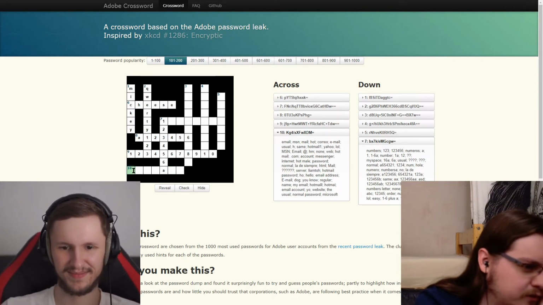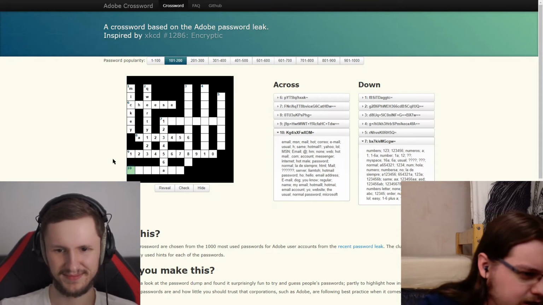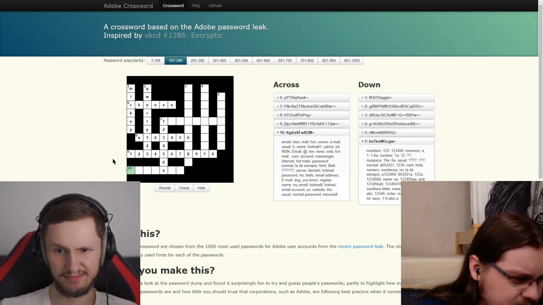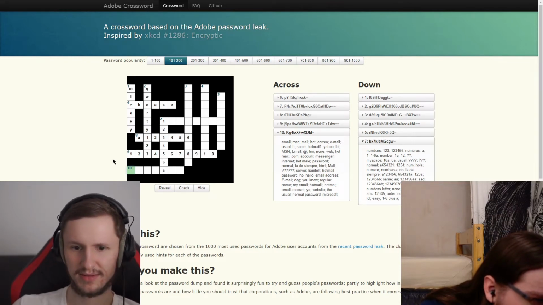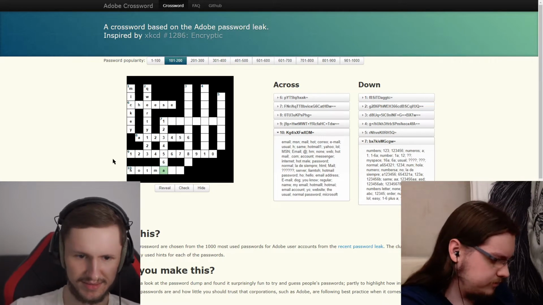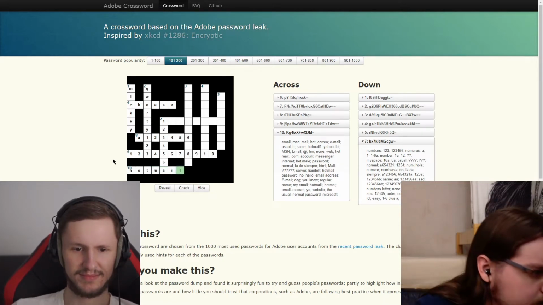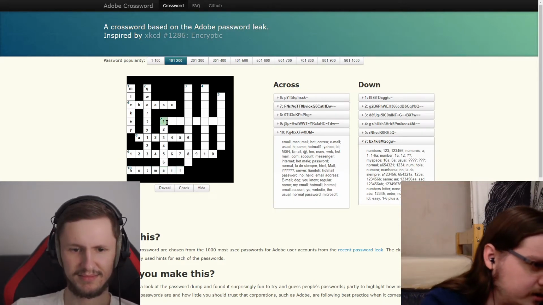Let's do 10 across before we forget it. Email, MSN, mail, hot, email address. I think it's just Hotmail. I guess so, yeah. It's just their internet, their mail provider, yeah.